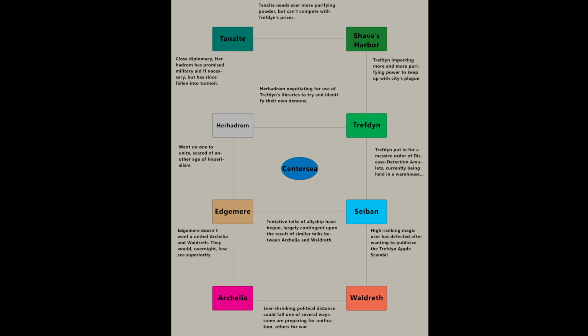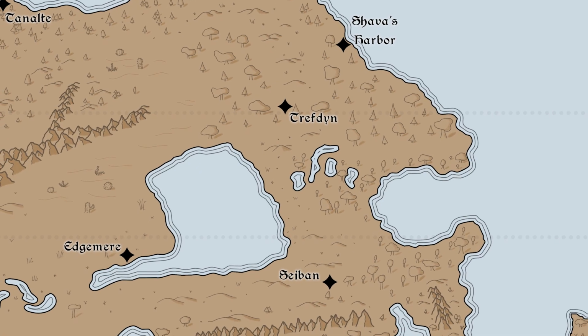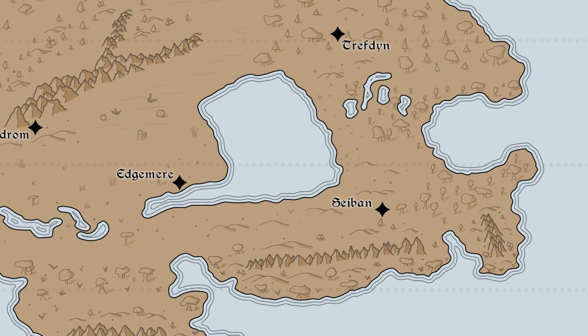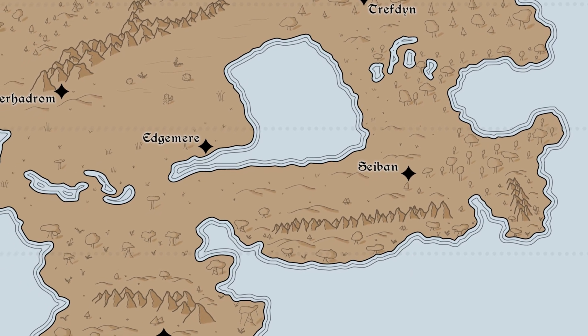A complicated web of diplomacy and political tension can give our setting a steady drip of drama. And if our players choose to interact with it, it can give them the opportunity to leave an indelible mark on the world around their characters.